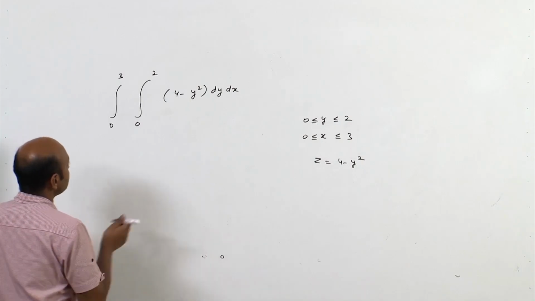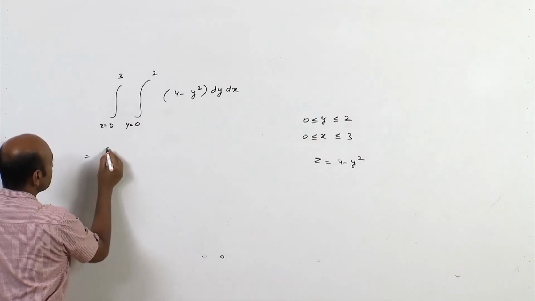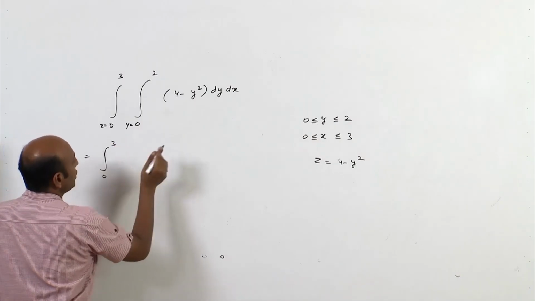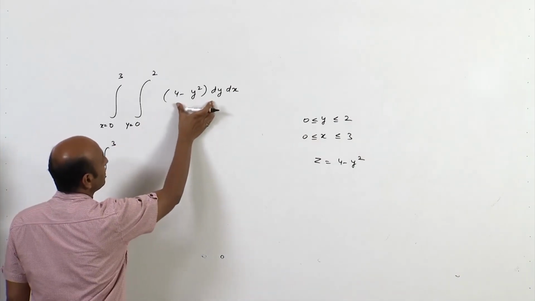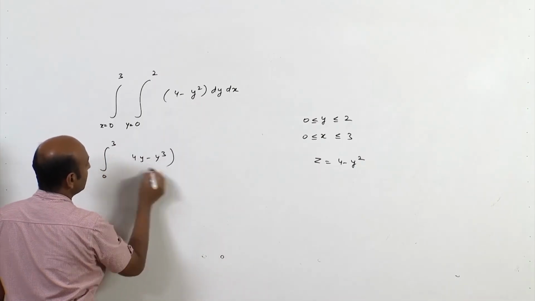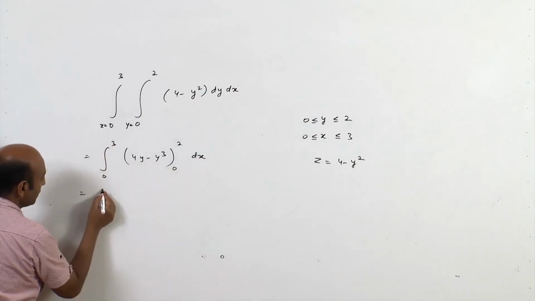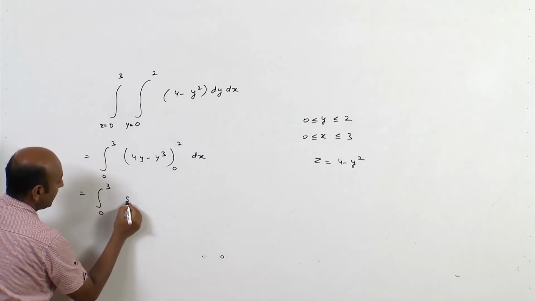So, how to evaluate this? This is the limits for y, this is the limits for x. So, this is 0 to 3. You simply integrate this keeping x constant. So, it is 4y minus y cube by 3, from 0 to 2, dx, and this is from 0 to 3.